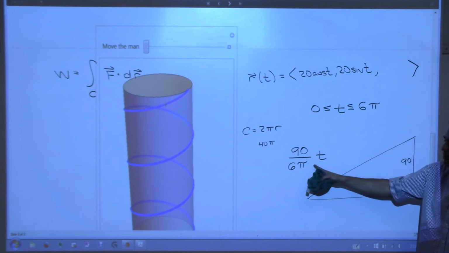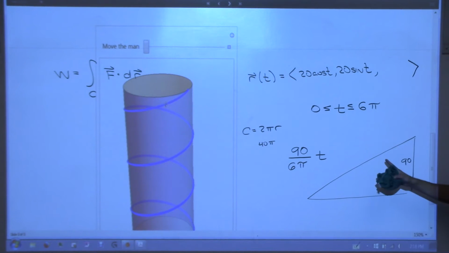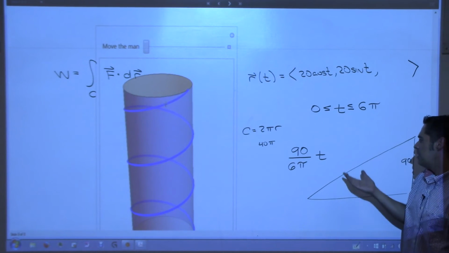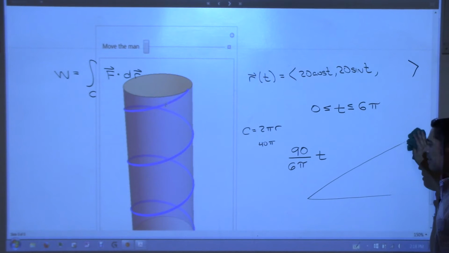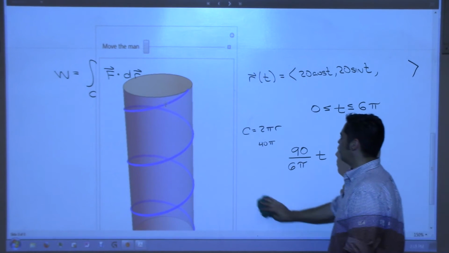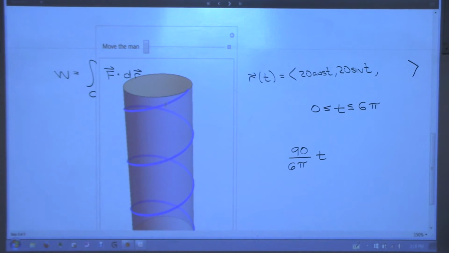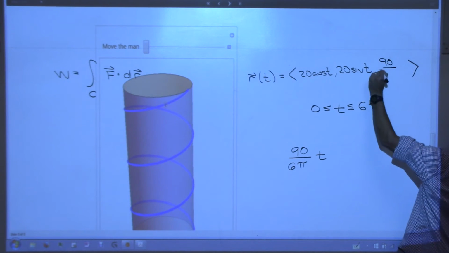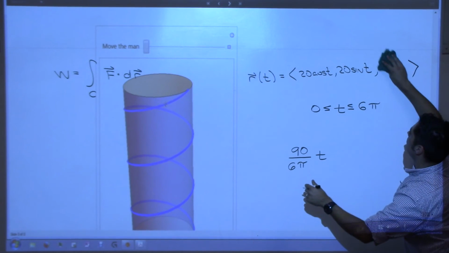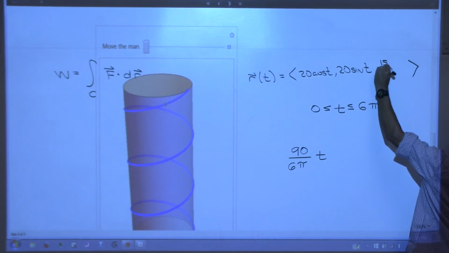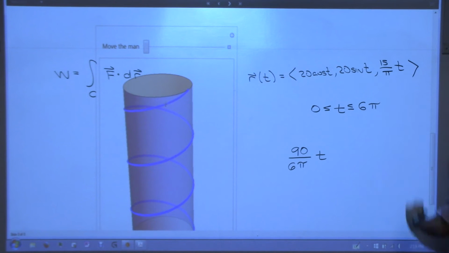I think just looking at this, most people can see the relationship. You need it to be linear because you're assuming the stairs are going up at the same rate the whole time, right? And you need it to be 90 at 6 pi and 0 at 0. So that'll work. All right, so far, is that all right? Yeah. Okay, now we'll need the derivative of this. Reduce the fraction, right? If you reduce, 6 goes into each of those. So 15 over pi t.